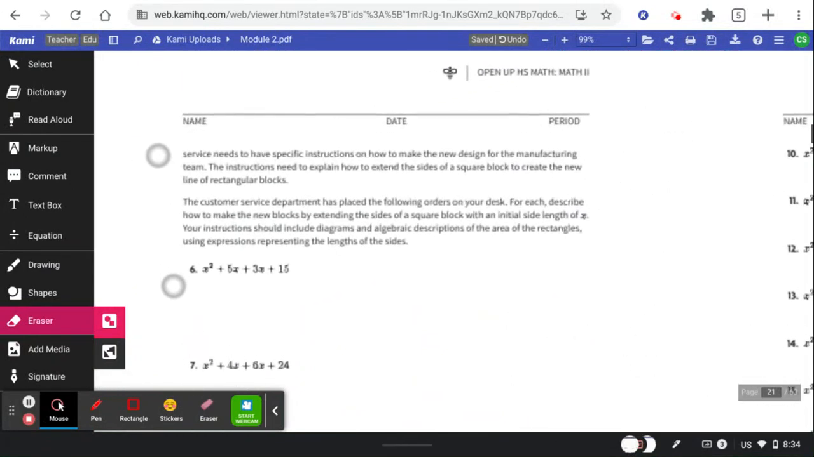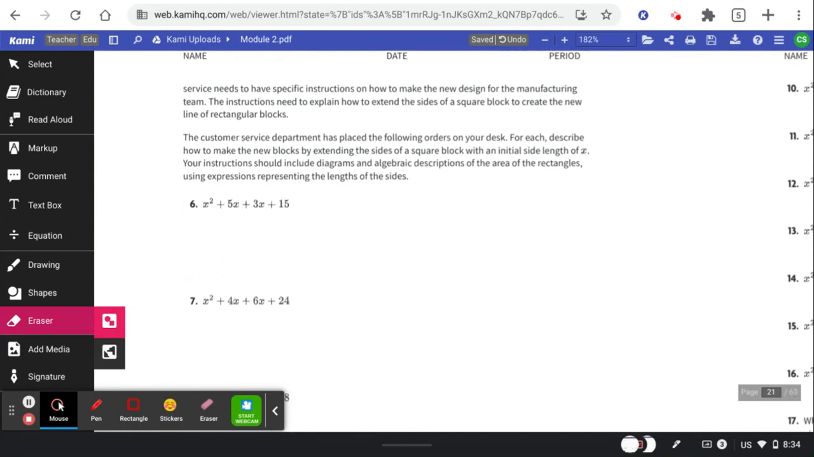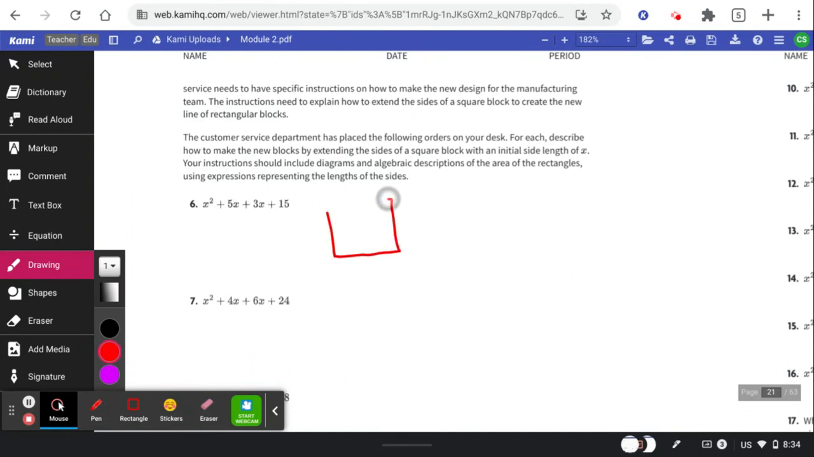Okay, customer service needs to have specific instructions on how to make the new design for the manufacturing team. And the instructions need to explain how they extend the sides on a square block to create the new line. The customer service department has placed the following orders on your desk. For each, describe how you can make the new blocks by extending. Your instructions should include diagrams and algebraic descriptions.